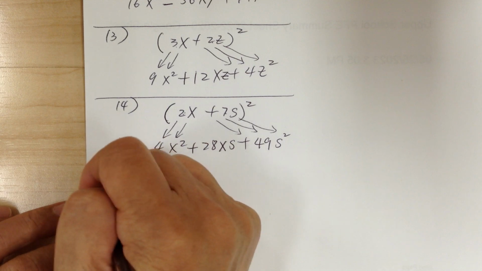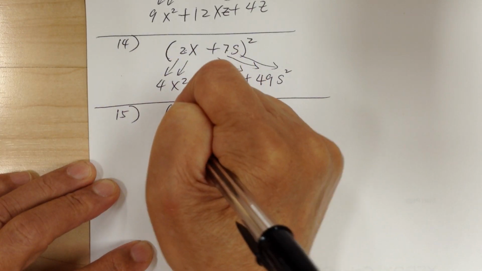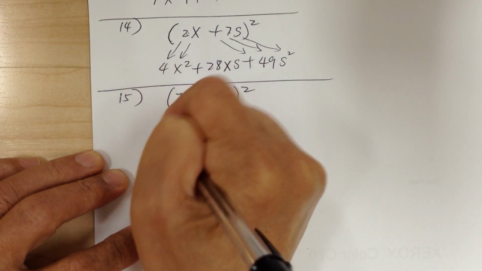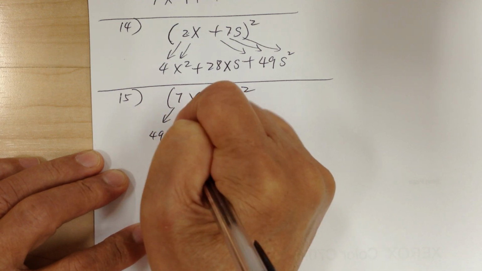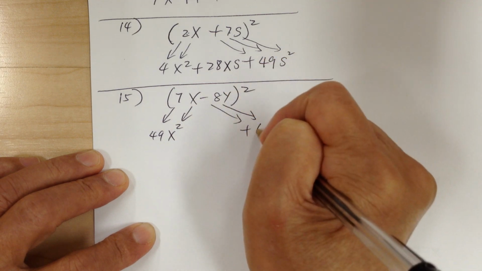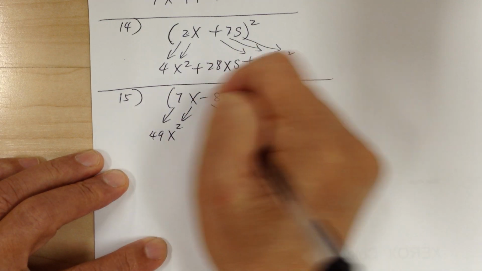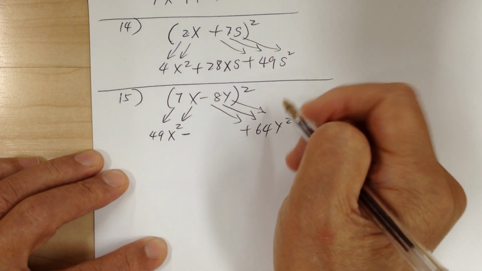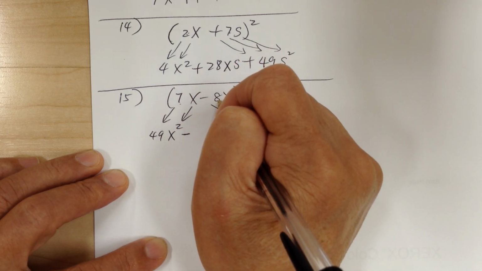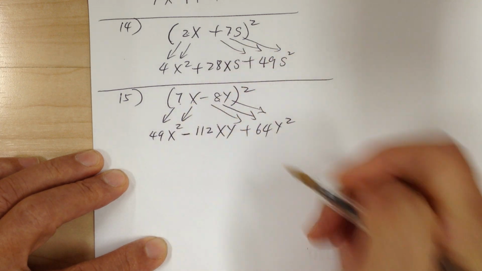Okay, number 15. You have 7x minus 8y squared. So square this, you get 49x squared. Square that, you get plus, square that, you get 64, square that, you get y squared. The middle term, you multiply everything together, so the sign is minus. The number, 7 times 8 is 56, times 2 will give you 112, and the alphabet is x, y. Okay, and that's it.